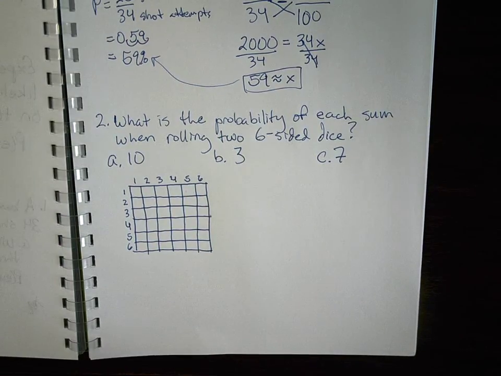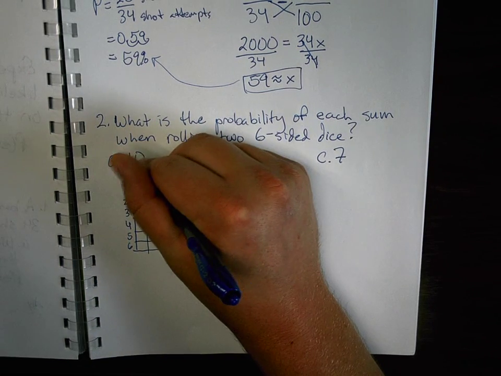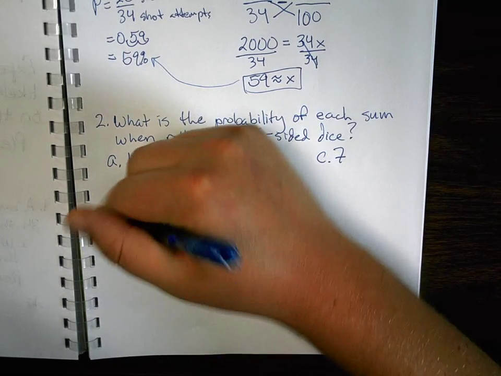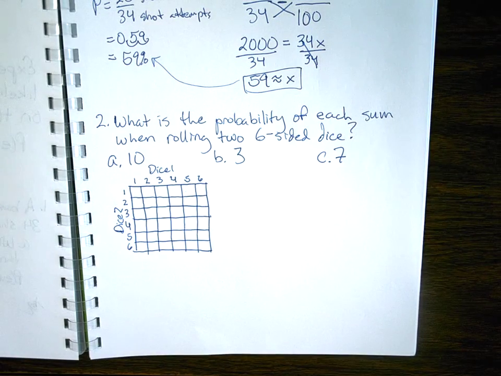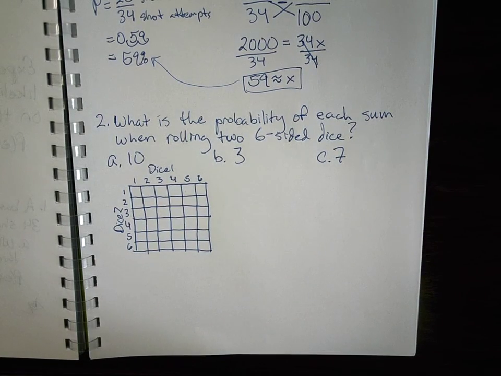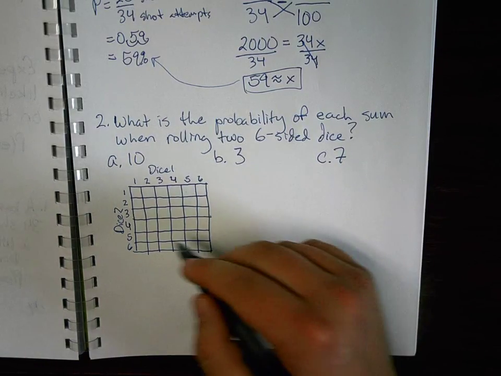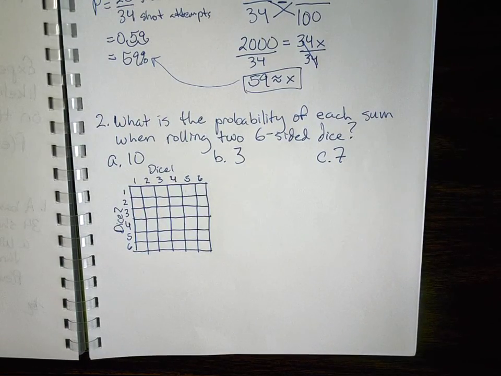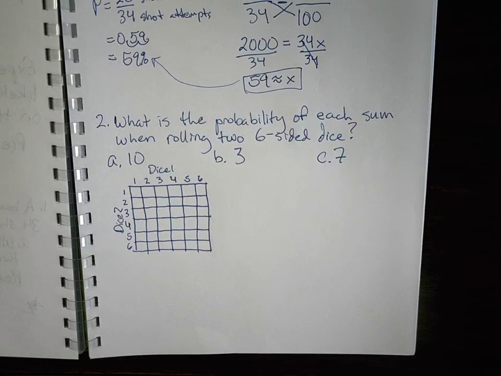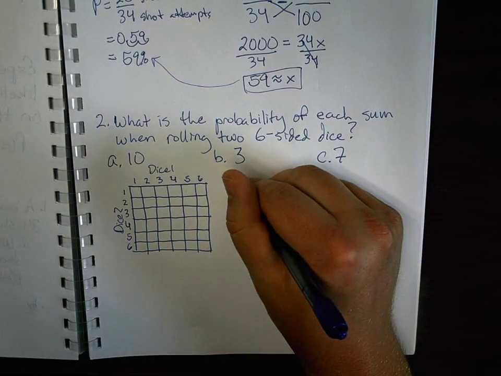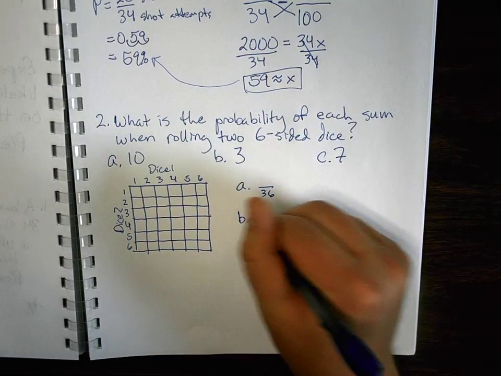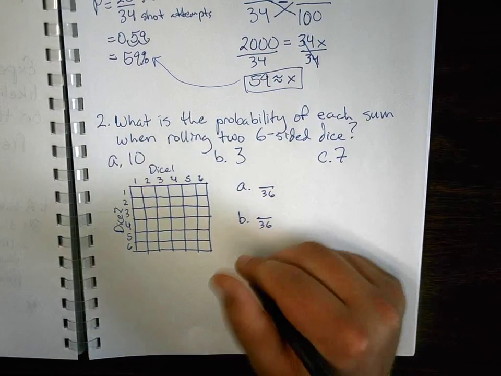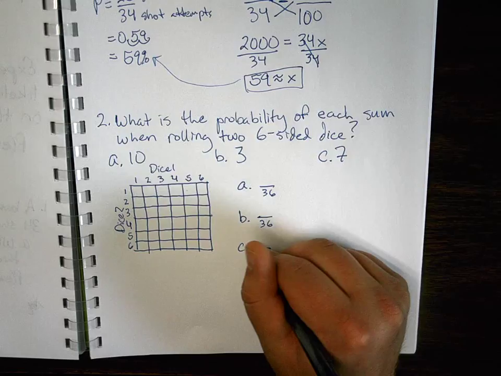Okay, so this is our sample space. Let's call this dice 1. Let's call this dice 2. So we're going to roll both of our dice, and because this is a square with 6 units on each side, we have a total of 36 possible outcomes. So for A, the sum of 10, we'll express this over 36. For B, the sum of 3 will be something over 36. And for C, we'll express this over 36.